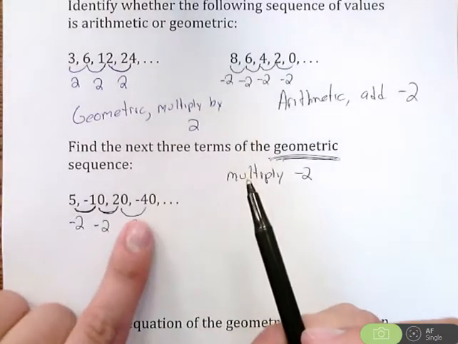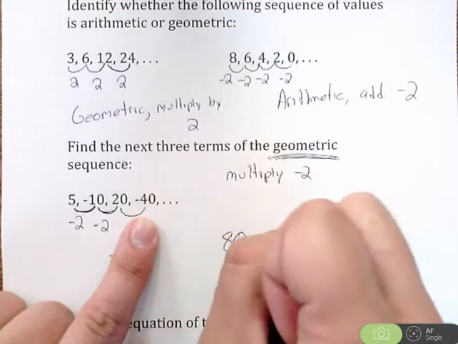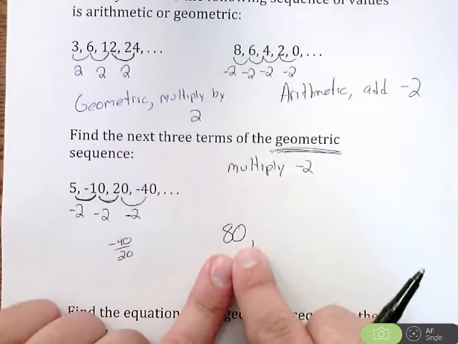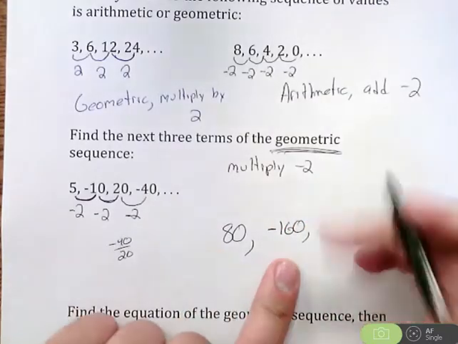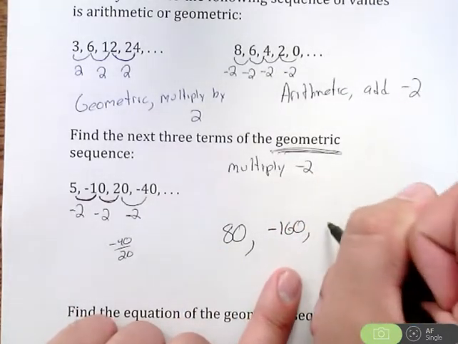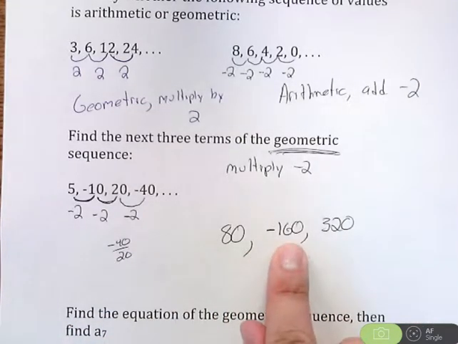So if I take negative 40 times negative 2, I get 80. And then if I take 80 multiplied by negative 2, I get negative 160. Negative 160 times negative 2, I get 320. So the next 3 terms are 80, negative 160, 320.